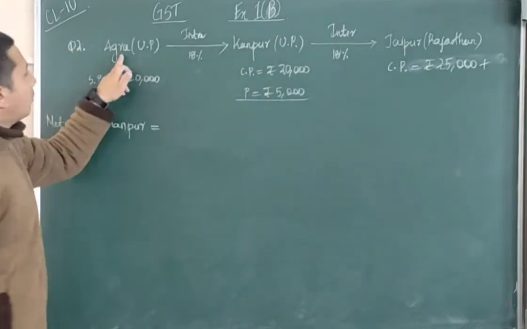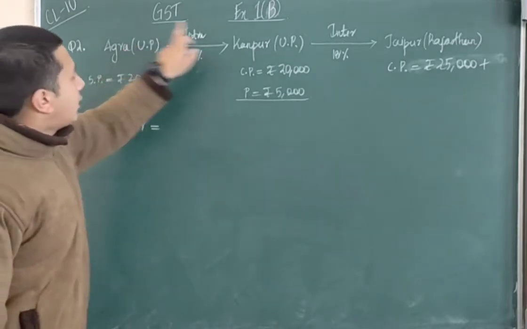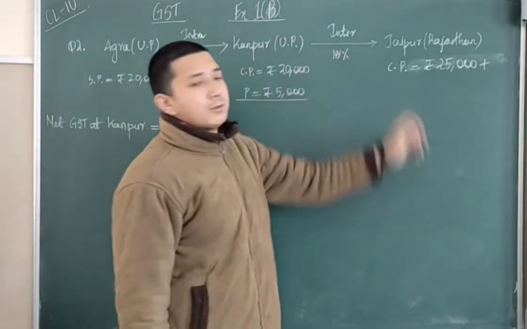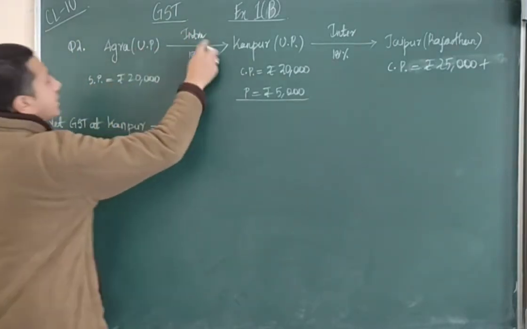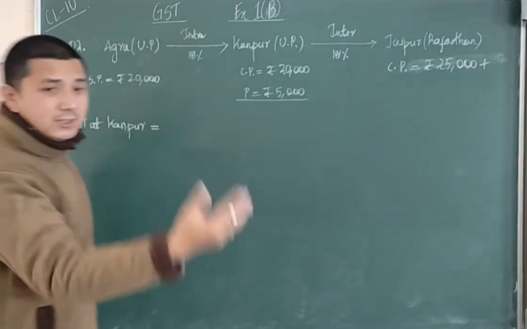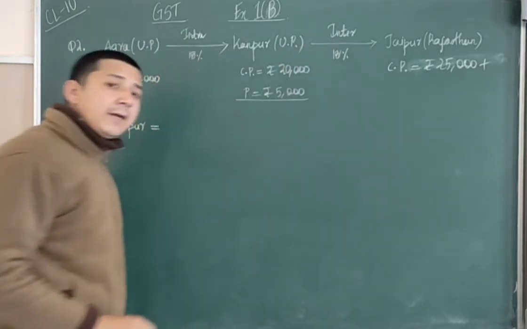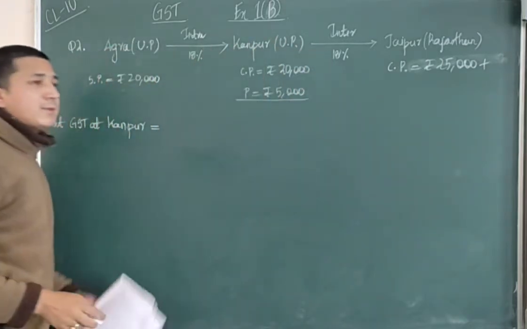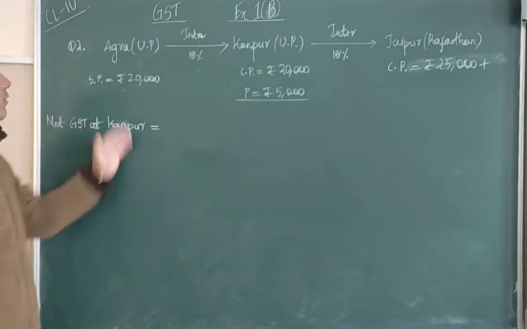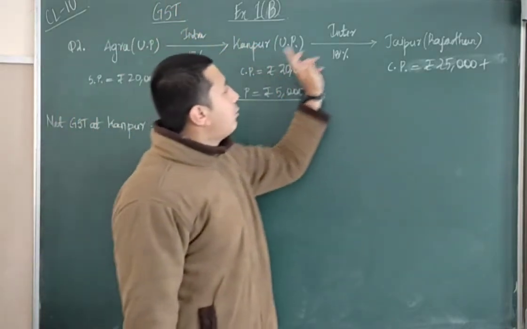Okay, so we need to remember, or we need to know where is Agra, where is Kanpur, and where is Jaipur. Okay, Agra and Kanpur, they are the same state, so the transaction is intrastate. Kanpur and Rajasthan, they are in different states, so the case is interstate. Okay, the rate of GST is 18%. So goods are sold from Agra to Kanpur at rupees 20,000, and then from Kanpur to Rajasthan.